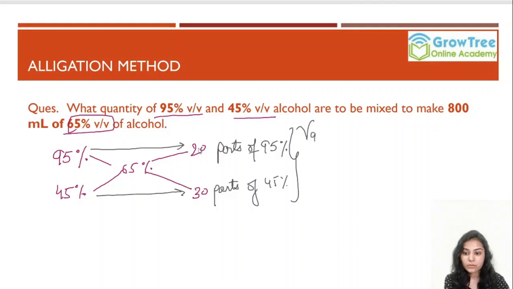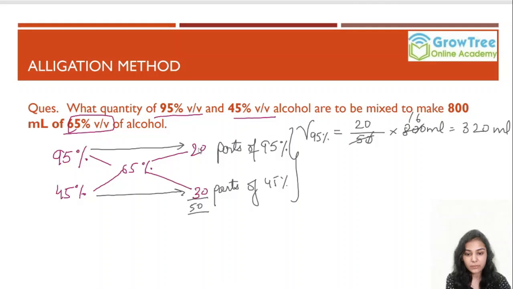So volume of 95% alcohol which is required is 20 upon 50, 50 is the total parts, into 800 ml. So after the calculation it would be 320 ml. Now in the same way we are going to calculate the volume of 45% alcohol which is required. So it is 30 upon 50 into 800 ml, and after the calculation it would be 480 ml.